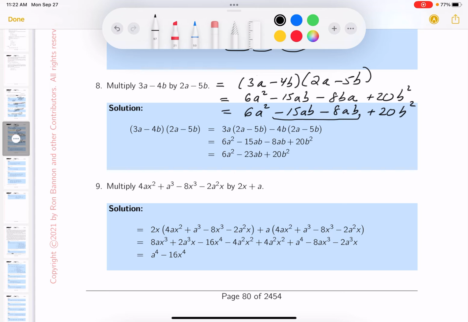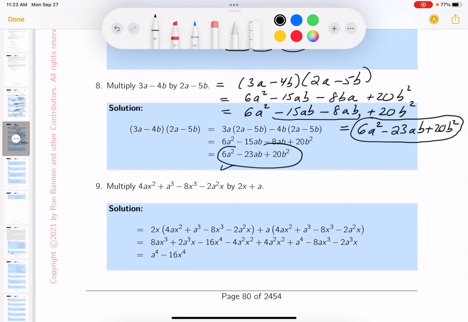Those 2 internal terms are like terms. They have an identical variable part. Well, let's do that now. What do you get? 6a squared minus 15 minus 8 is minus 23ab plus 20b squared. I'll put a circle on it, indicating that's my answer. I'll look at their answer and see if I got it right. I got the first term, I got the second term, and the third term.